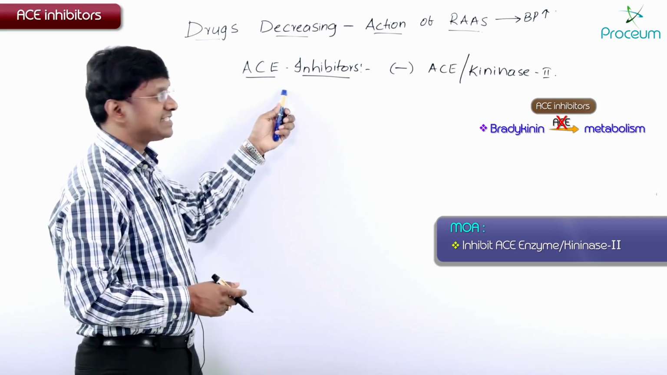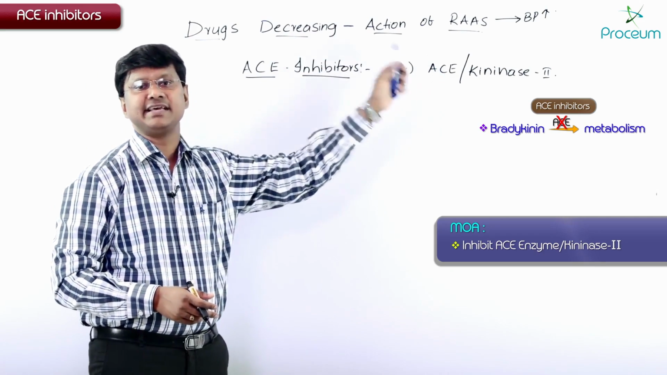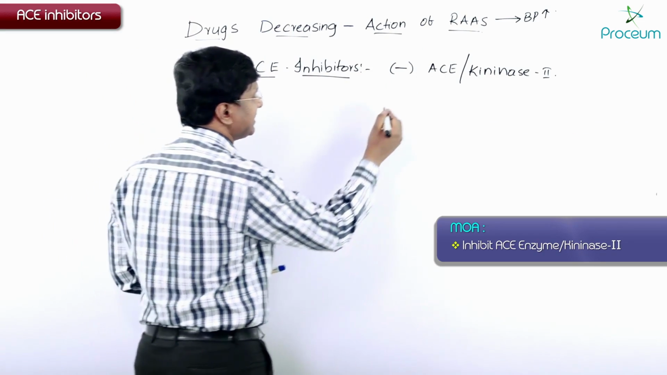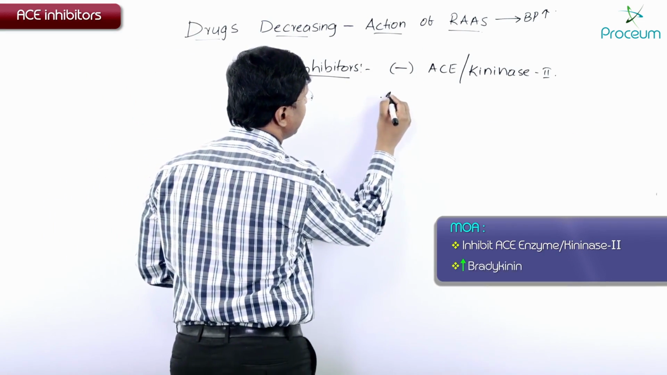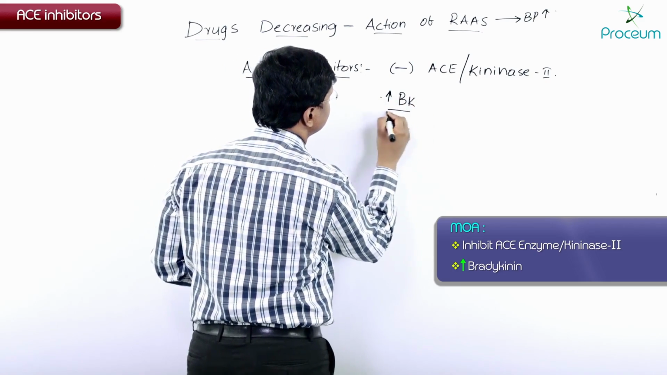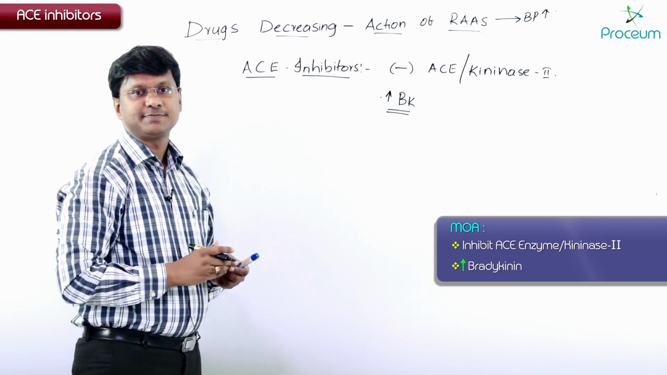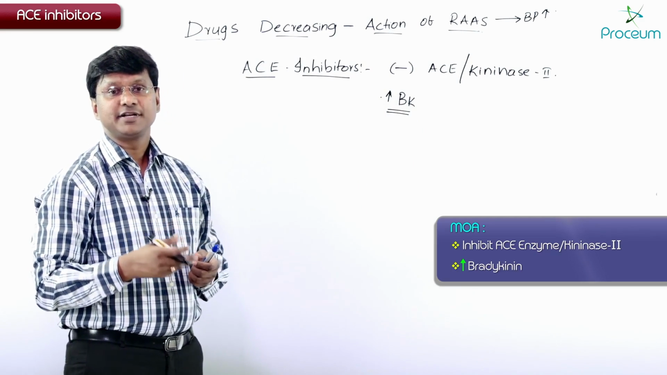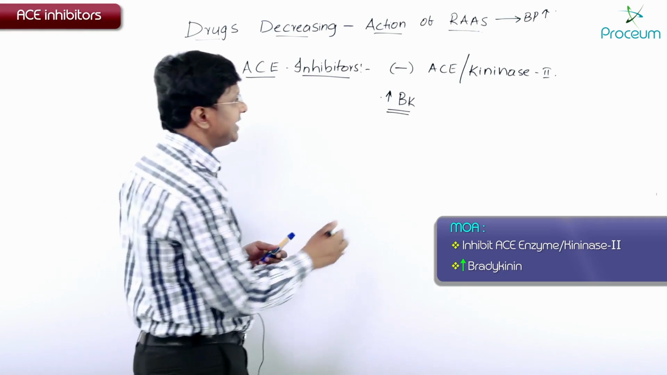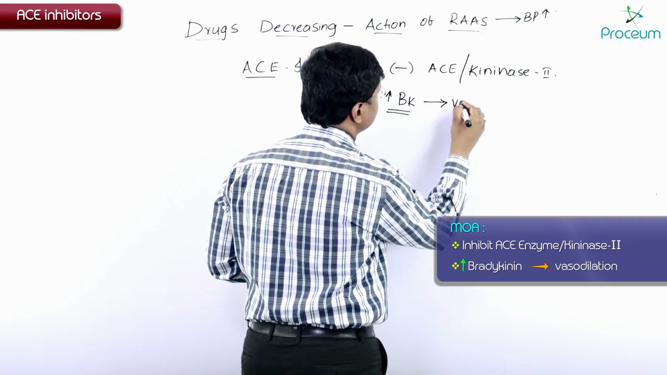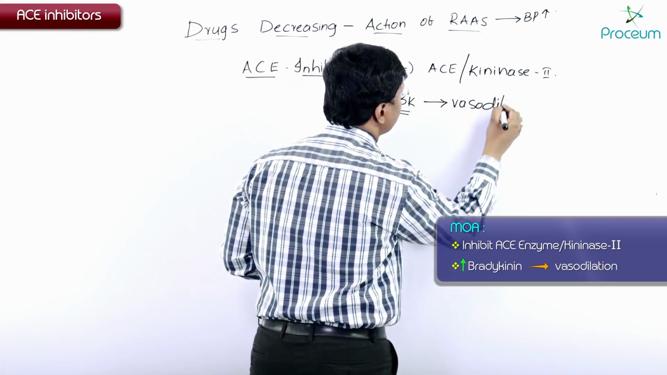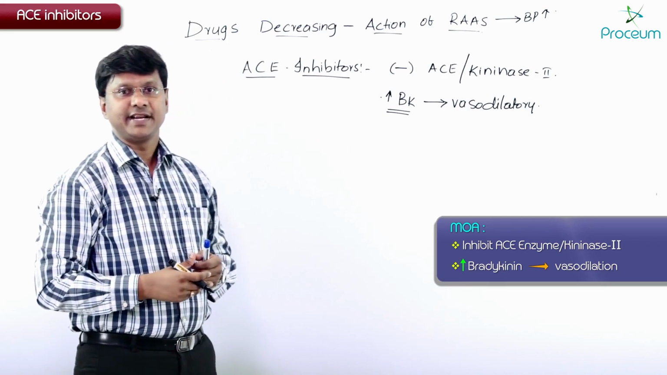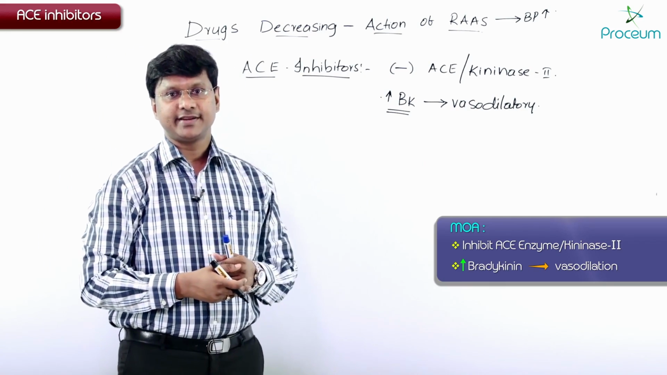Now, with the help of ACE inhibitors, we are inhibiting the ACE enzyme itself. So what will happen to the bradykinin levels? By the usage of these drugs, the bradykinin levels increase. This bradykinin has a vasodilatory action.